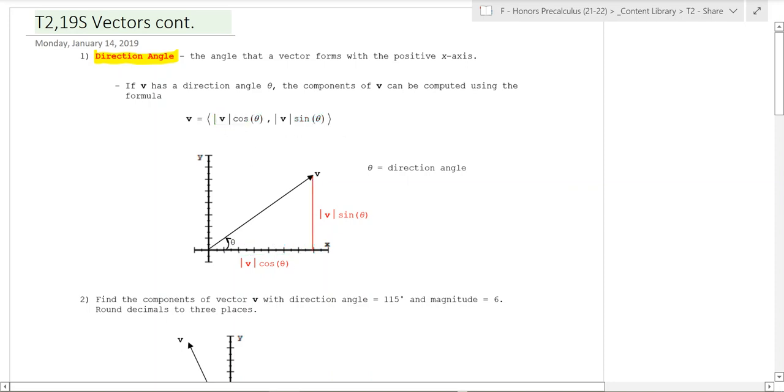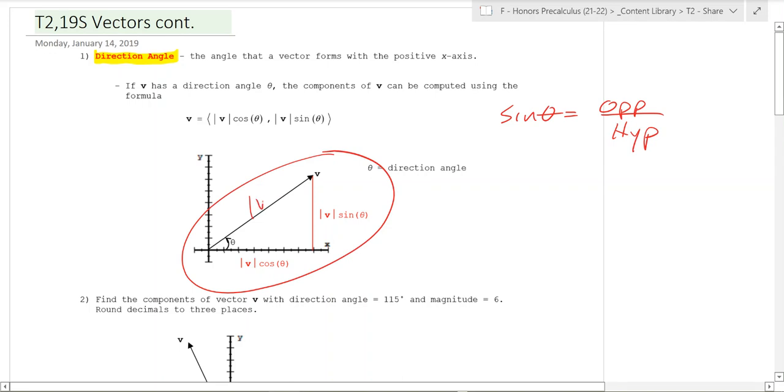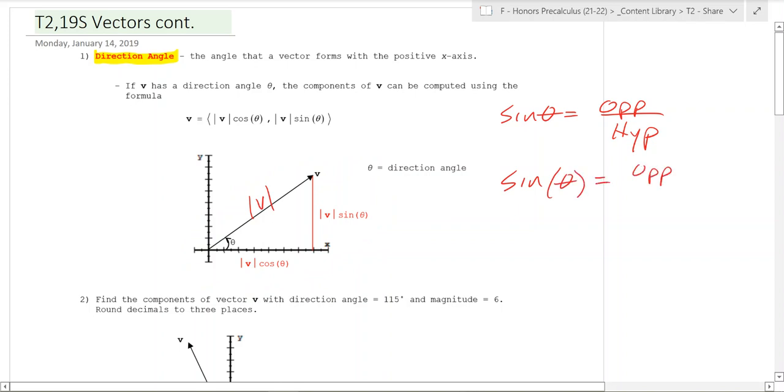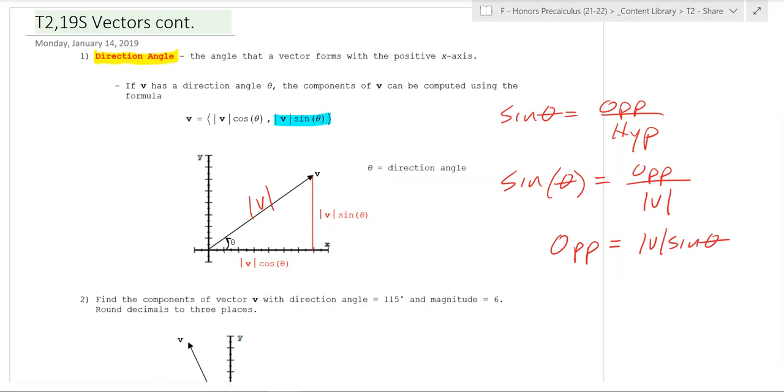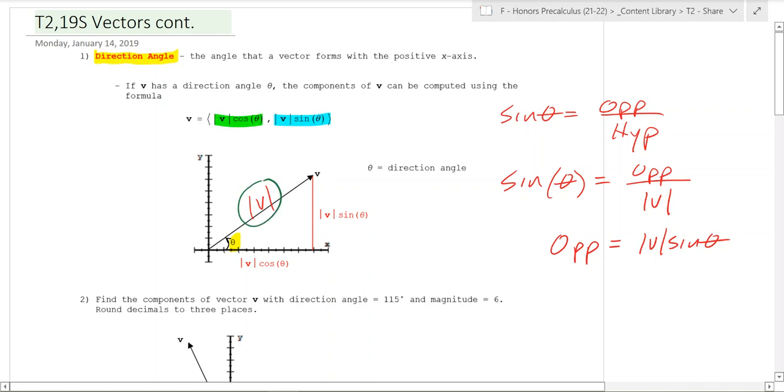You should also remember that sine of an angle is equal to the opposite side over the hypotenuse. So in this triangle right here, the magnitude of v is the hypotenuse. So the sine of theta is equal to the opposite side over the hypotenuse, which is v. So that means that the opposite side length is the magnitude v times sine of theta. That's where this comes from, and you can do similar work to get this. So if you have this angle theta and the magnitude of the vector, you can find the horizontal and vertical component.